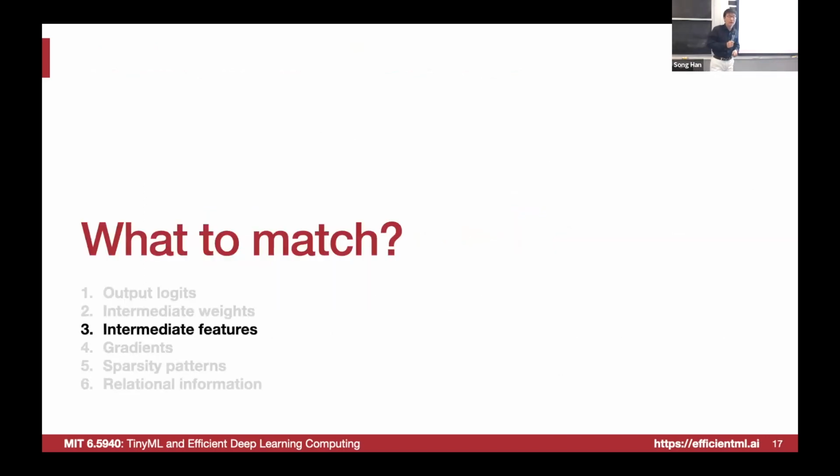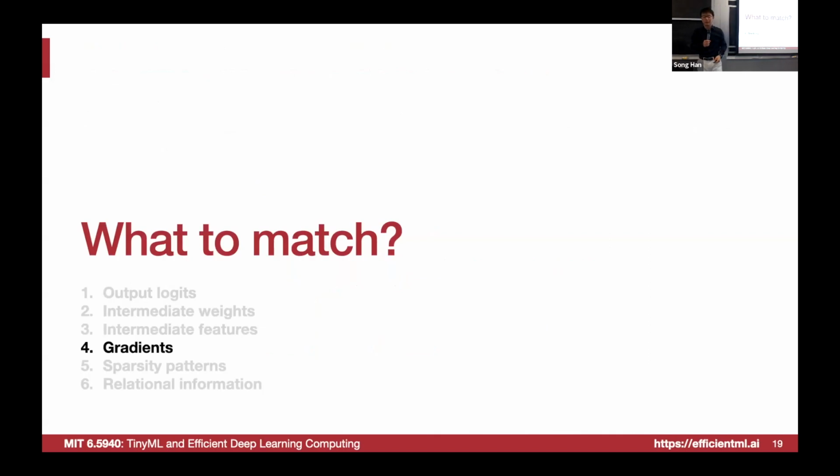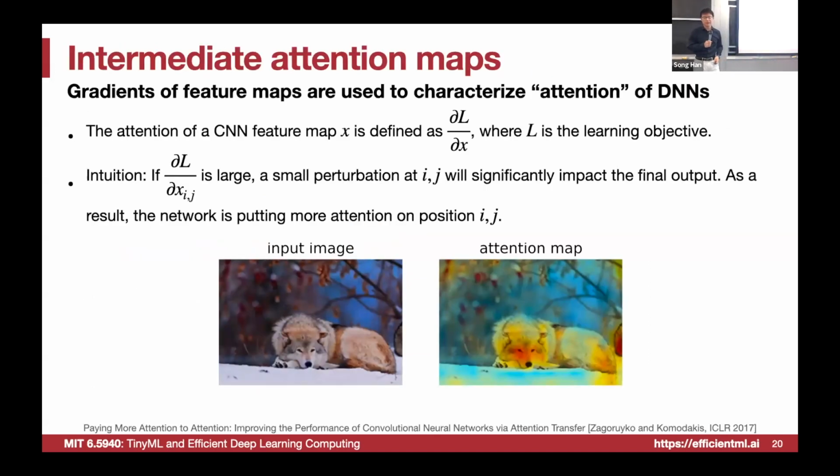We can also match the intermediate features, not just the weight, but also the intermediate feature. Not only the last output, this is the last output feature, the last feature map, and this is the intermediate feature map. We can apply the knowledge distillation KD loss to match the intermediate feature maps. And also the gradients. Okay, we can also try to match the gradient.